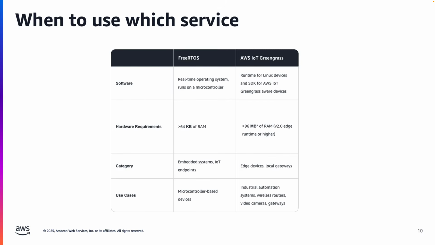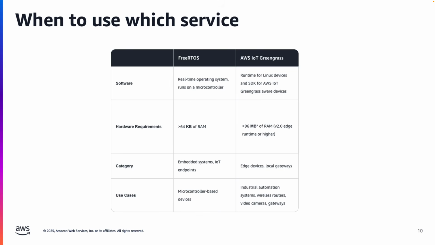Now that we have reviewed each of the services, the question remains, when do I use one over the other, and what are the requirements for each one? This table here shows the differences between FreeRTOS and AWS IoT Greengrass and when to use one over the other. FreeRTOS is a real-time operating system that runs on a microcontroller. It needs more than 64 kilobytes of RAM, and it is meant for embedded systems and IoT endpoints, or IoT devices. And lastly, its main use case is for microcontroller-based devices.